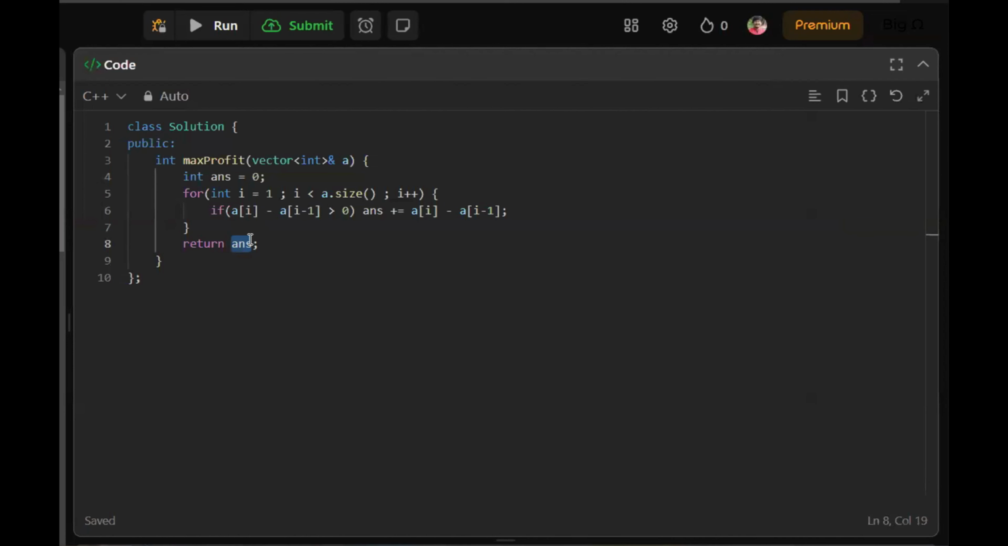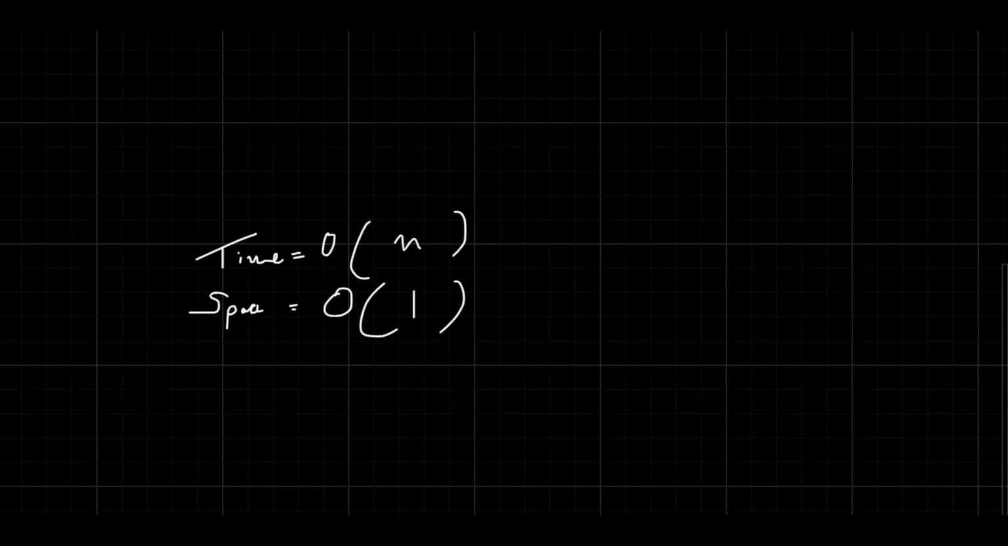Now let's move on to the time and space complexity analysis of this program. In this program, the time complexity is big O of n because we are iterating each of the element of the input array, and the space complexity is big O of 1 because we are using only constant extra spaces.